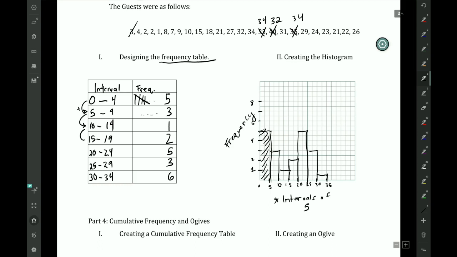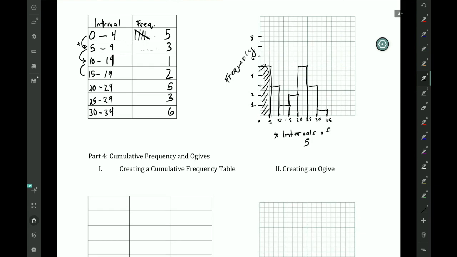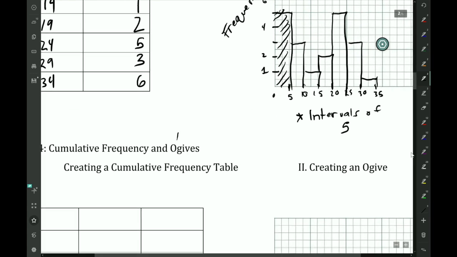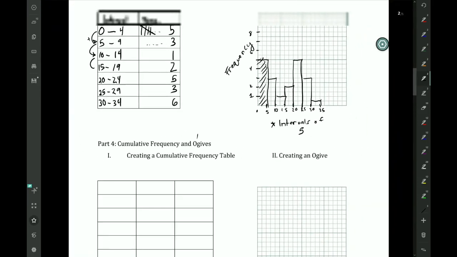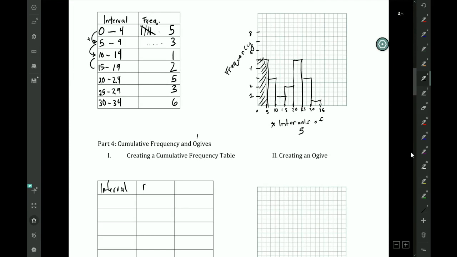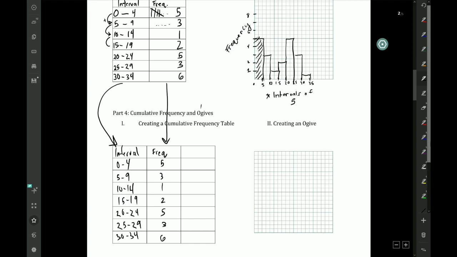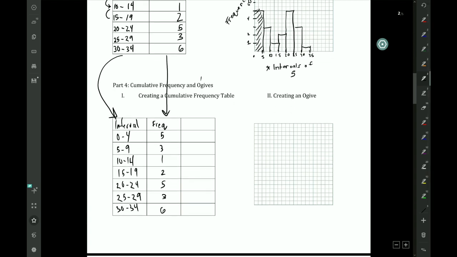Cumulative frequency and ogives. We got all sorts of rocking and rolling. It sounds scary, but really it's an easy thing, okay? First off, it's really the same. We're going to use the same data as the interval and the frequency. So all these values are just going to be copied and pasted like this here. Now the only thing different is we're making a cumulative frequency.